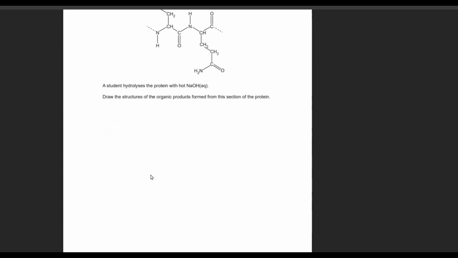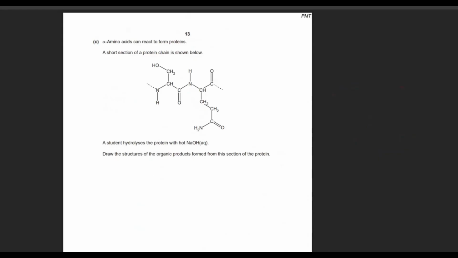Alrighty then, we're on to the last bit of this A-level chem question. It's worth 3 marks. C. Alpha amino acids can react to form proteins. A short section of a protein chain is shown below. A student hydrolyzes the protein with hot sodium hydroxide aqueous solution. Draw the structures of the organic products formed from this section of the protein.